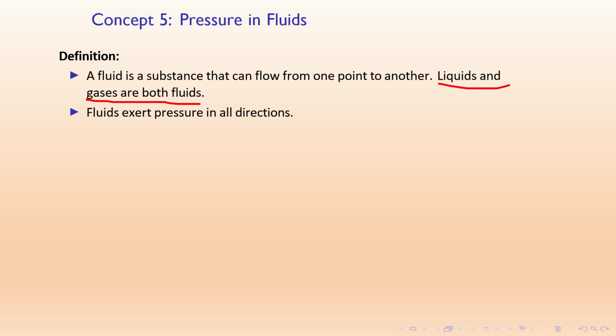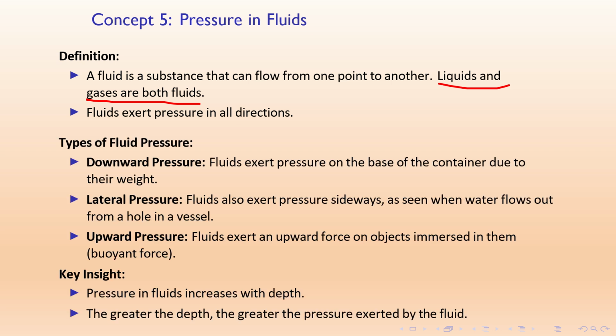And we know that the fluids exert pressure in all directions. What is the meaning of pressure in all directions? Means it exerts pressure downward, lateral means sidewards, and upwards. Sidewards we can take as left and right also, not a problem. So up, down, lateral, all four directions. That's why we say the fluids exert pressure in all directions.